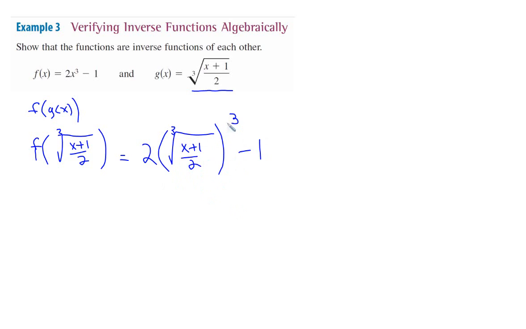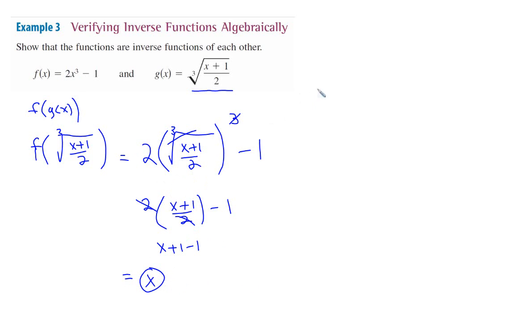Well, we know the cube root and the cube right here cancel each other out. So we're going to end up with 2 times (x plus 1) over 2, minus 1. Well, these 2's cancel, and then we get x plus 1 minus 1, and what do we get? We get x. Okay, so f composed with g of x gave you x. Now, let's say you do this check and you don't even get x. Don't even bother checking g composed with f, okay? Because you need to get x both times.